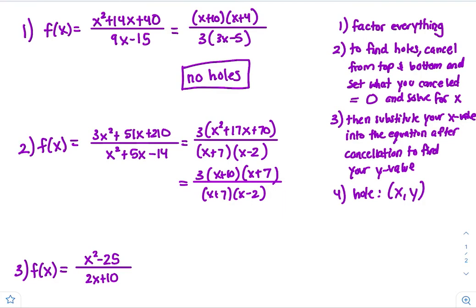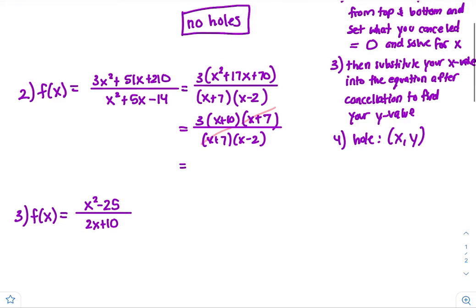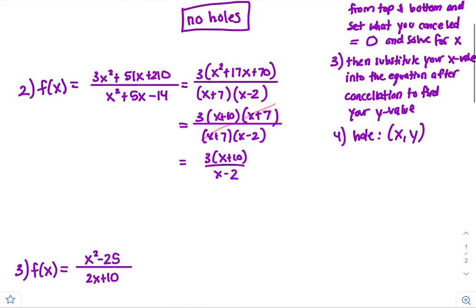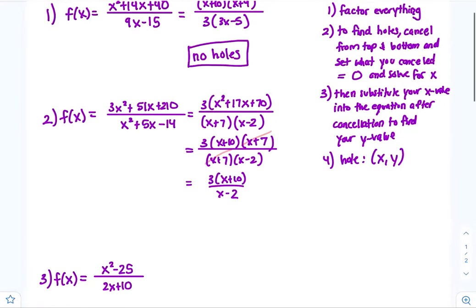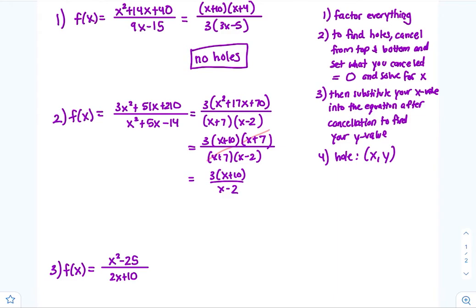Now to find holes, cancel from top and bottom. Well, I noticed we could cancel off the x plus 7s. So then all that's left is 3 times x plus 10 over x minus 2. Now notice, we did cancel the x plus 7s. So in our notes it says, set what you canceled equal to 0 and solve for x. So we had x plus 7, set it equal to 0 and solve for x. So we have x equals negative 7.